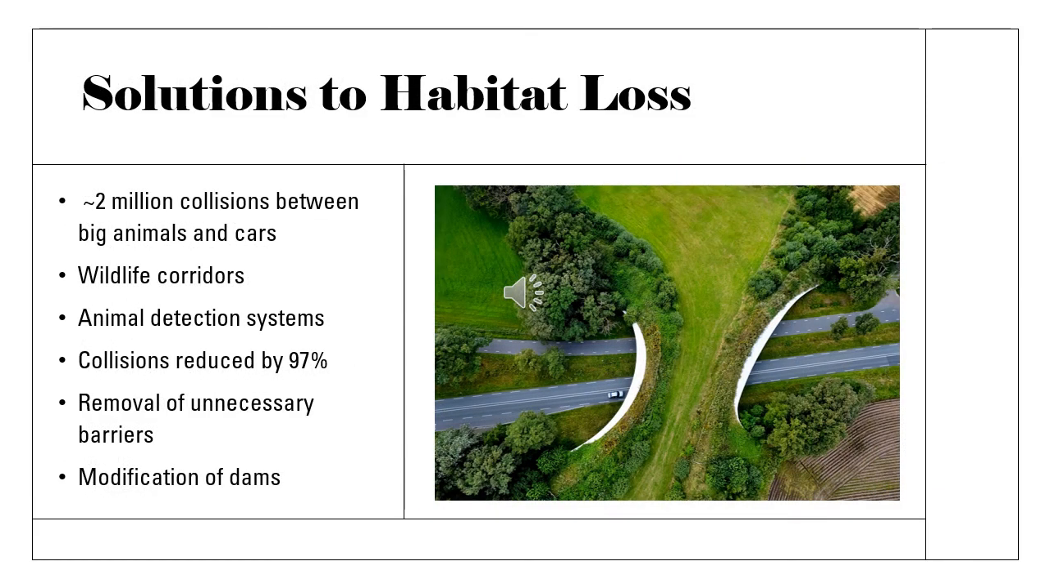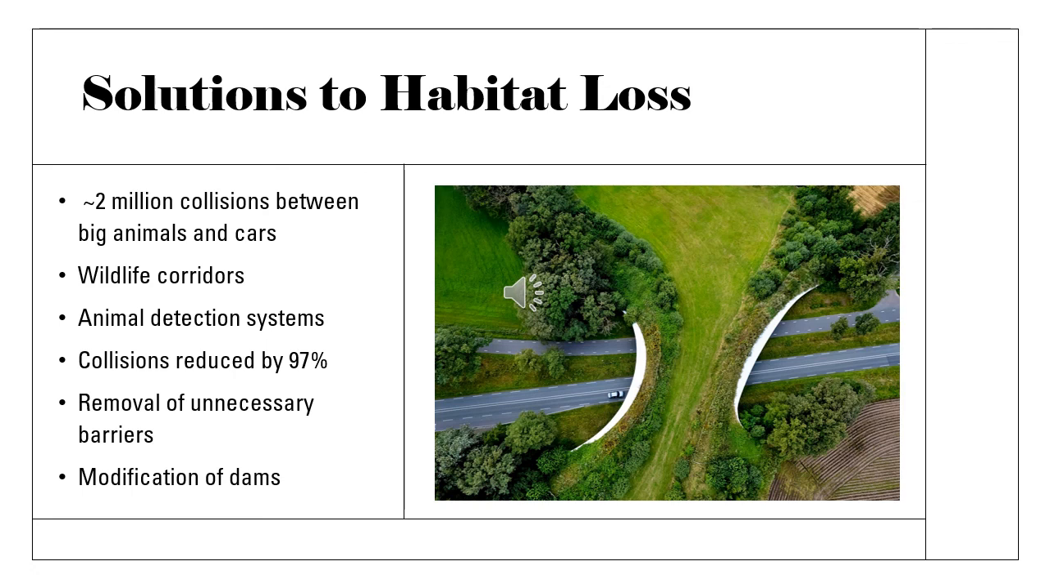Some solutions to habitat fragmentation are wildlife corridors that allow animals to effectively and safely migrate across major roads and highways. There are close to 2 million collisions between big animals and cars every year in the U.S. In addition, animal detection systems can also be installed, which alert oncoming traffic of nearby big animals before they approach the road.